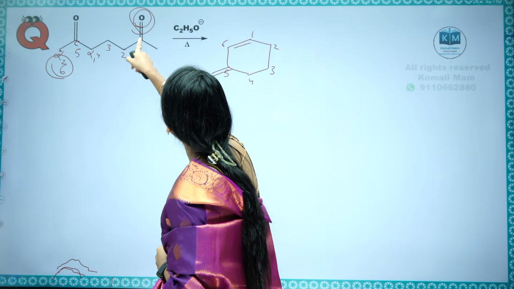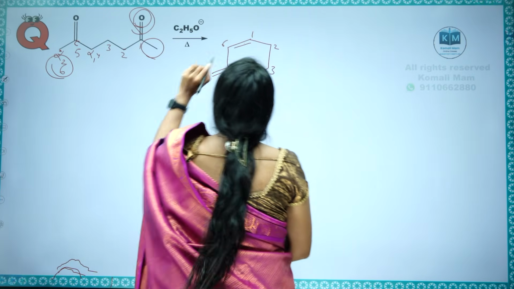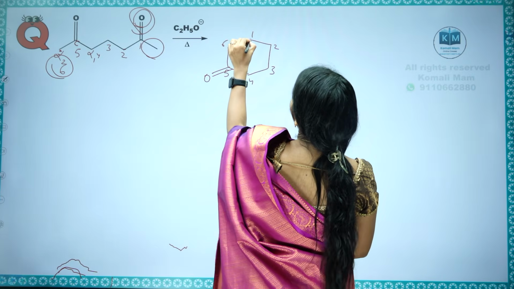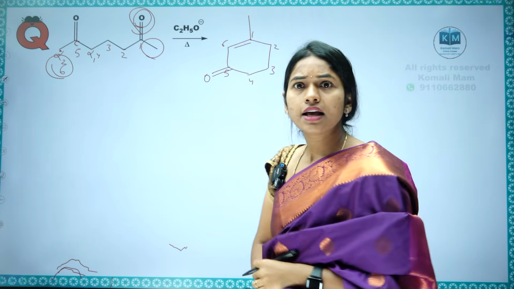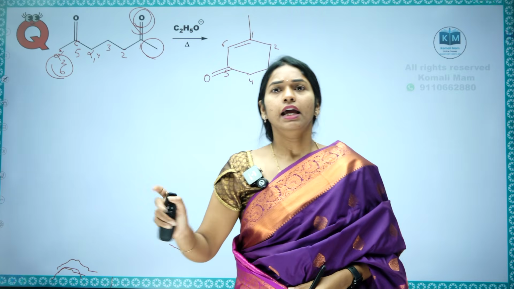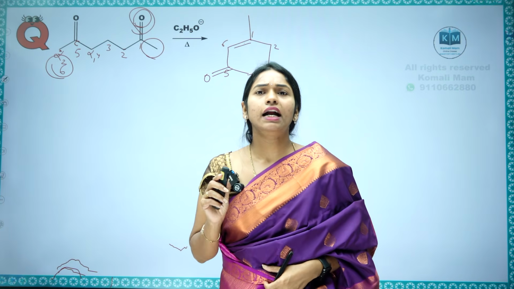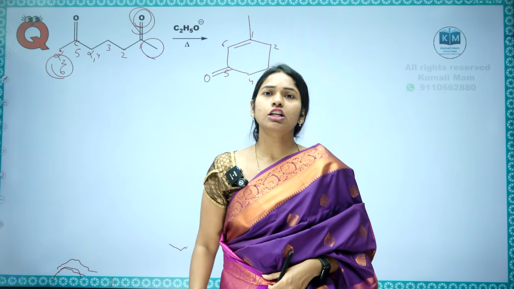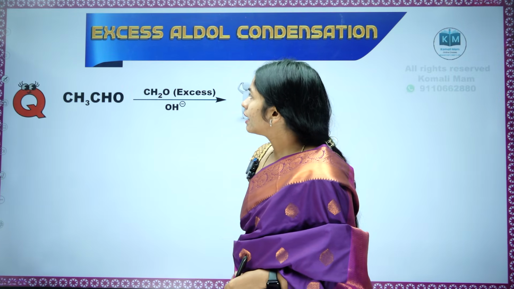At the first carbon, I did not mention this methyl group. As it is at the first carbon, you write one methyl group like this. That's it. Over. Intramolecular aldol condensation. I'll give a set of practice questions also. You can do it. Clear everybody?